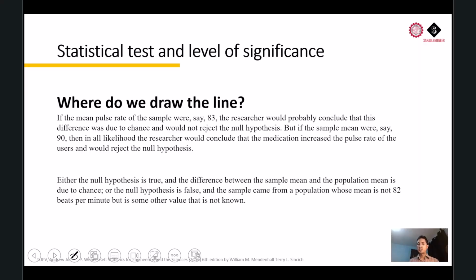So either the null hypothesis is true and the difference between the sample mean and the population mean, which is 82, is due to chance or sampling error. Or another possible outcome: the null hypothesis is false, meaning it's not 82 anymore. Okay? And the sample came from a population whose mean is not 82 beats per minute, but is some other value that is not yet known. So for the effects of the drug, it could be greater than 82 or less than 82.